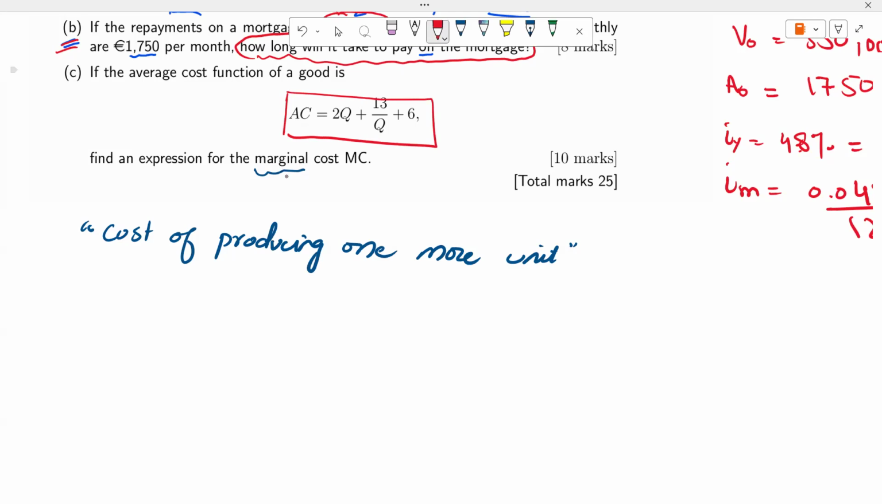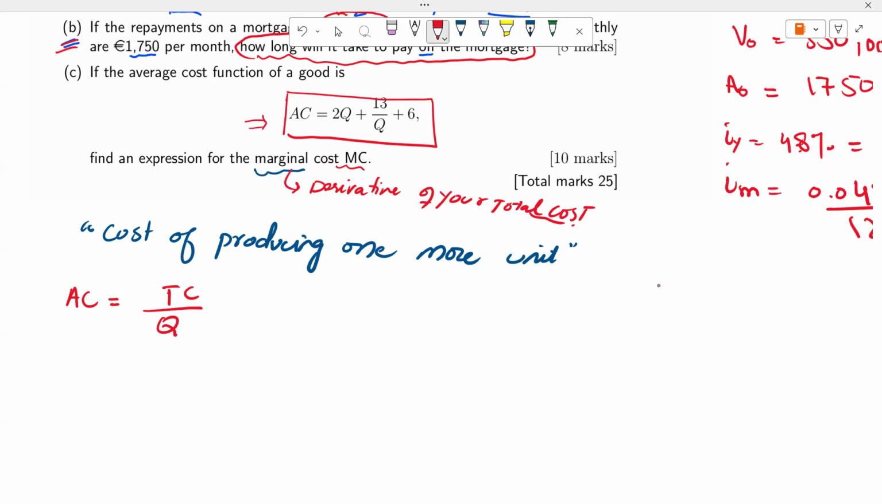So the marginal cost is basically the derivative of your total cost, right? So I need my total cost function. In order to find the expression for the marginal cost, I need the equation for the total cost. And I'm given the average cost expression. So how would I find the average cost? The total cost divided by the quantity that I produced. In this way, I would get the average cost.